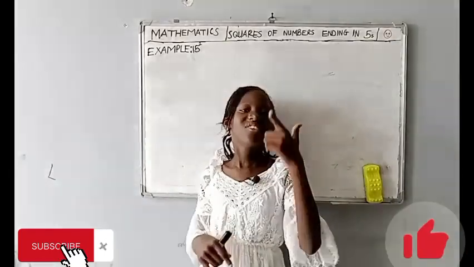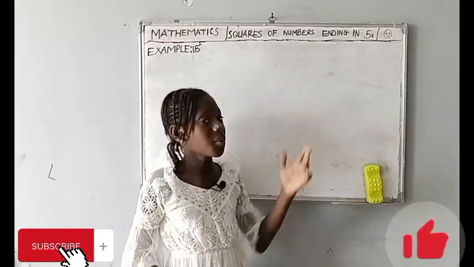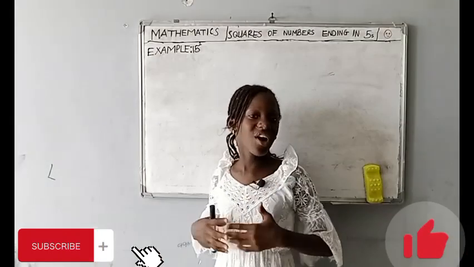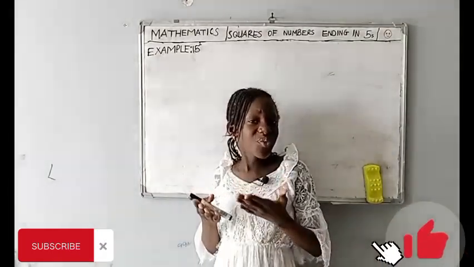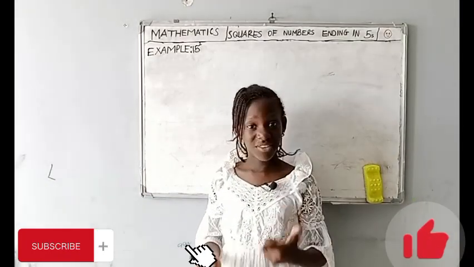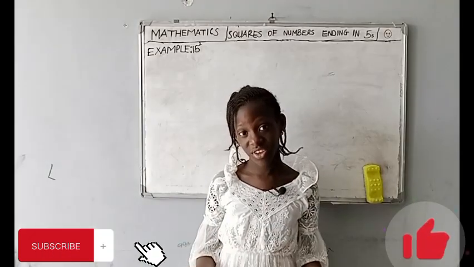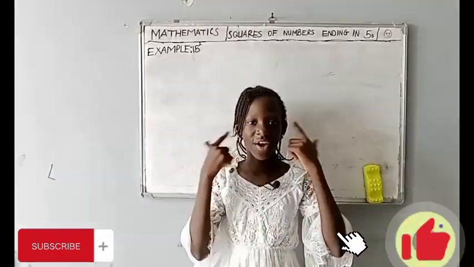Today we're going to learn squares of numbers ending in 5 using the abacus method. Have you heard the word abacus? Abacus is a kind of mathematical method where you use your brain to calculate.